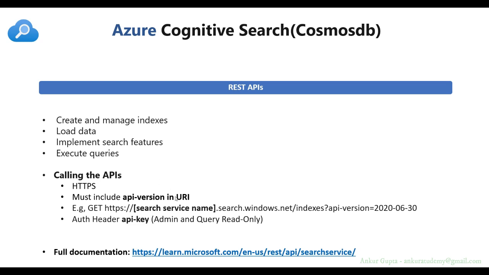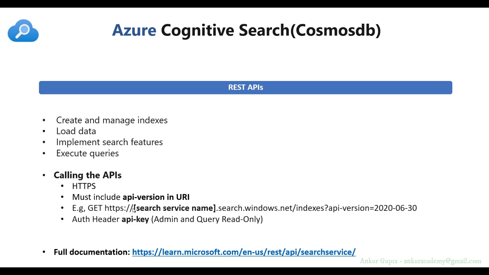Now there is a standardized way of calling all these APIs, so they have to be called over an HTTPS endpoint, and you have to provide an API version in the URI, and this version has to be supported at the time of its usage.